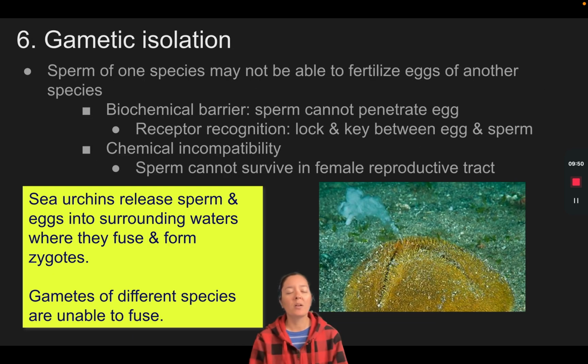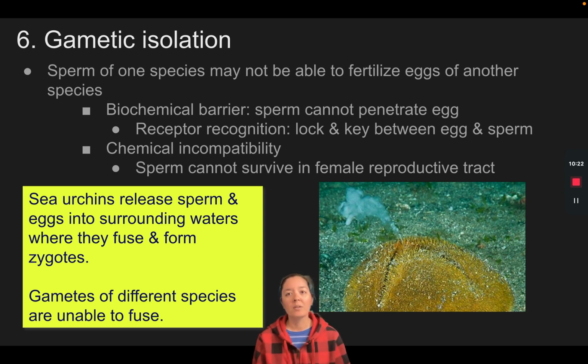The last mode of prezygotic barriers, number 6, is called gametic isolation. Sperm of one species may not be able to fertilize the eggs of another species. Sometimes it's a chemical barrier where there's a layer of mucus where the sperm cannot penetrate the egg. It's a lot like an enzyme, perhaps the lock and key doesn't work. It could also be a different chemical incompatibility where the sperm can't survive in the female reproductive tract between species.